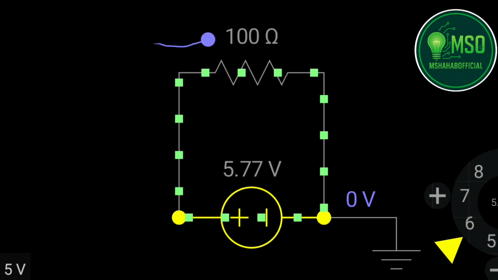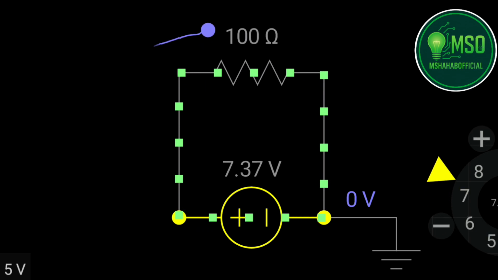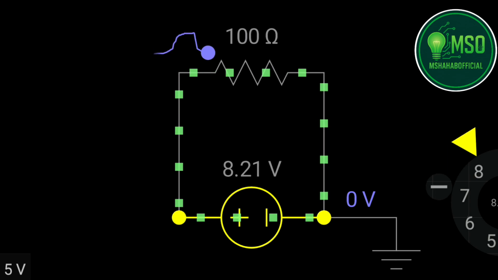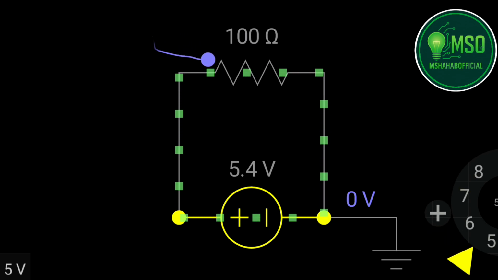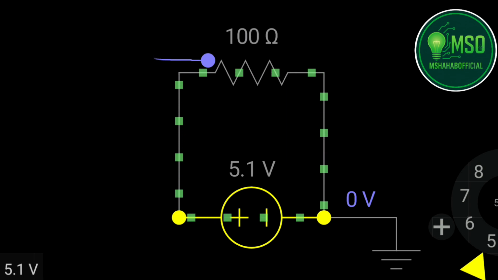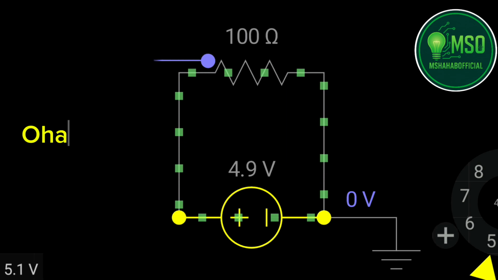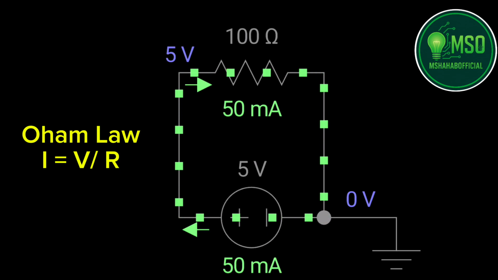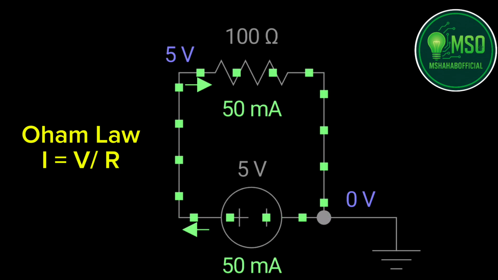Now we're increasing the voltage from 5 volts. You can see the green dots, the current, speed up. When we lower the voltage back to 5 volts, the green dots slow down again. This also demonstrates Ohm's law. Higher voltage results in higher current, confirming the relationship between voltage and current.